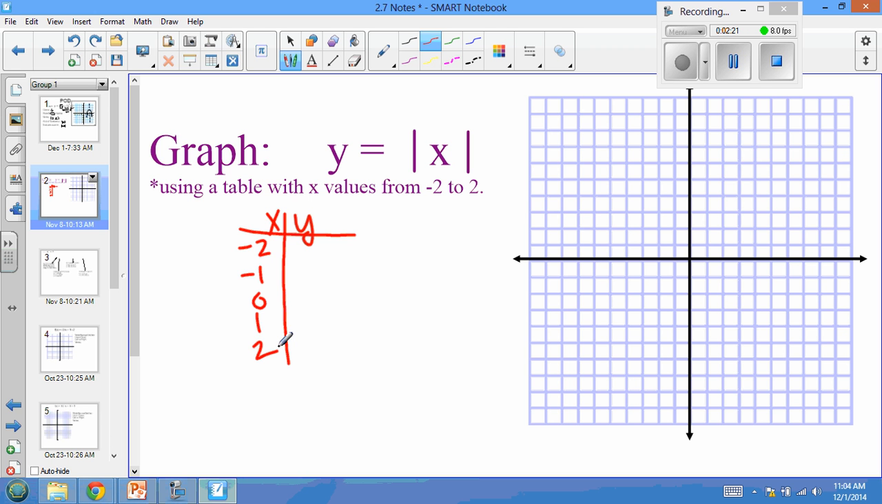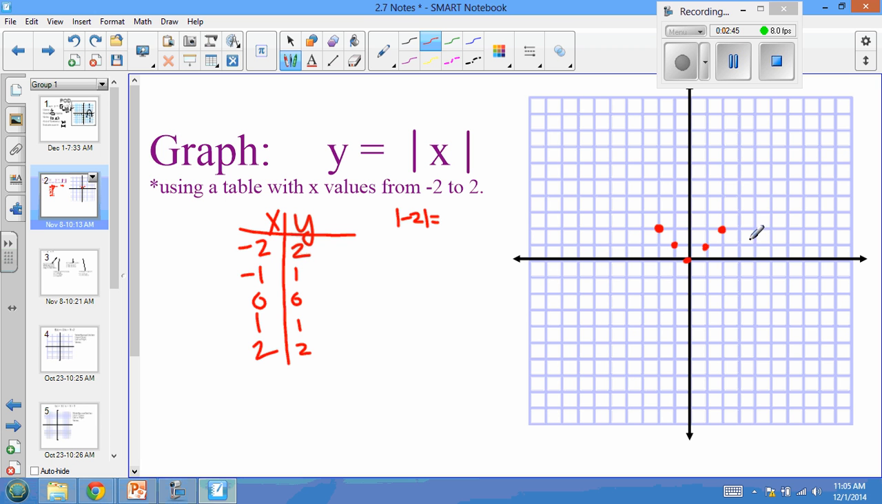So I'm going to plug in -2. Remember, absolute value tells you the distance from 0. So the absolute value of -2, so the distance from 0 to -2 would be 2. Absolute value of -1 is 1, 0, 1, 2. So I'm going to plot these points. So (-2, 2), (-1, 1), (0, 0), (1, 1), and (2, 2).